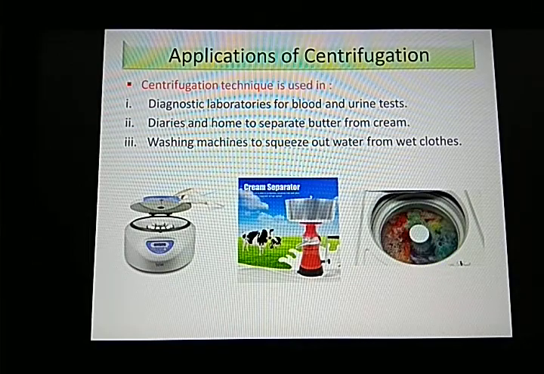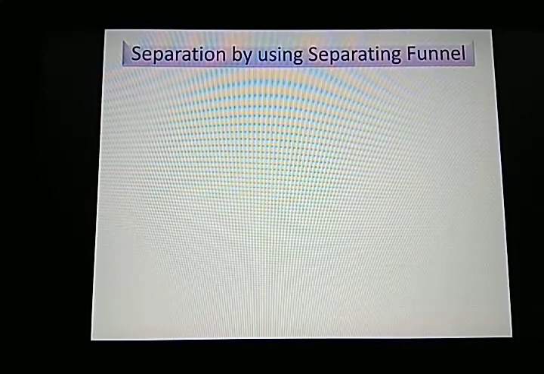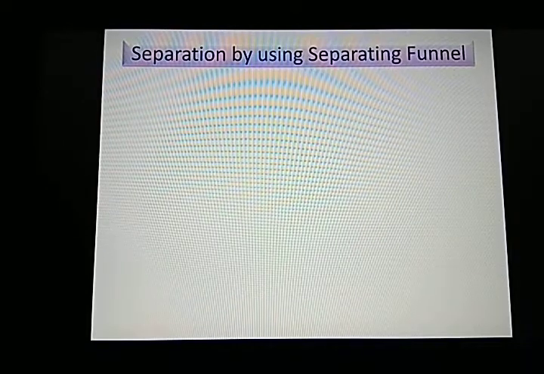Clear? Now let us move on to the next method, that is separation by using a separating funnel. Now how can we separate two liquids? If we are given two liquids, then how can we separate them using this separating funnel? Let us discuss.